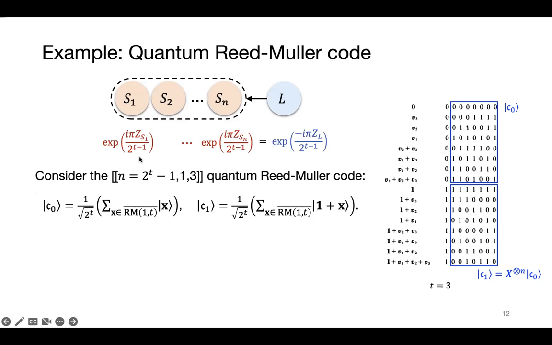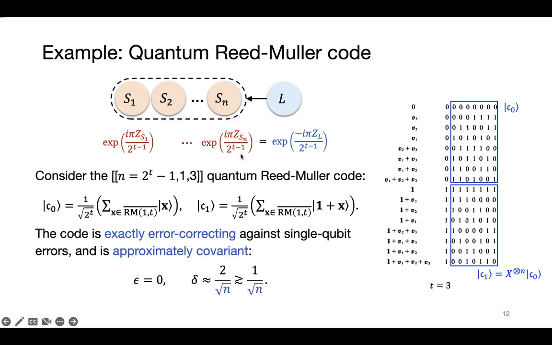This type of code has a very nice property: it has transversal logical gates looking like this. So if we want to implement the rotation of the Pauli Z operator, we can do this up to a certain precision, where T can be very large. In that case, we would have an approximately covariant code. We can compute delta in this case, which is going to be 2 over the square root of n. And it exactly matches our lower bound up to a constant factor of 2.